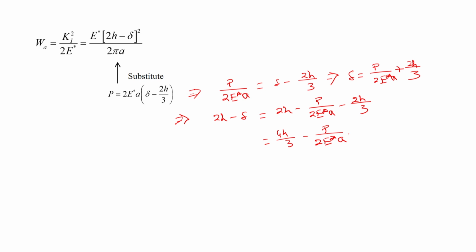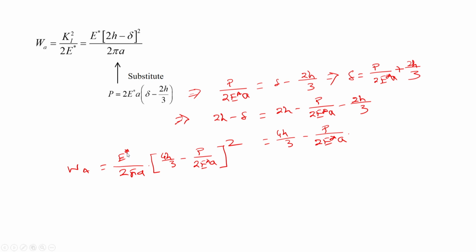So, here therefore, let me substitute it. It will be the work of adhesion. So, that will be E star by 2 pi a into (2h minus delta) whole square. So, that is actually (4h by 3 minus P by 2 E star a) whole square. So, this is what it will come out to be.